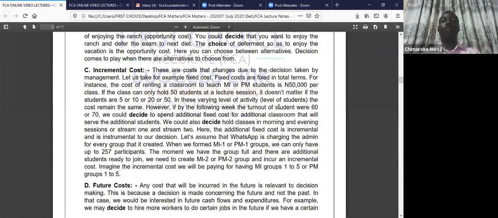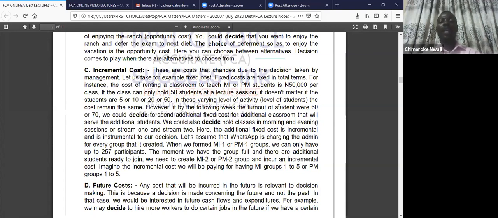For example, the fixed cost of using a particular item. Let's say I hired a classroom that can take only 50 students. Whether there is only one student, like you are the only one here taking this class, it will not make any difference to how much I'm going to pay for the class. If there are 10 students here, 20 students, it doesn't matter. My fixed cost is the same. Now, what if the class is filled to the brim, 50 students? I will spend the same thing.